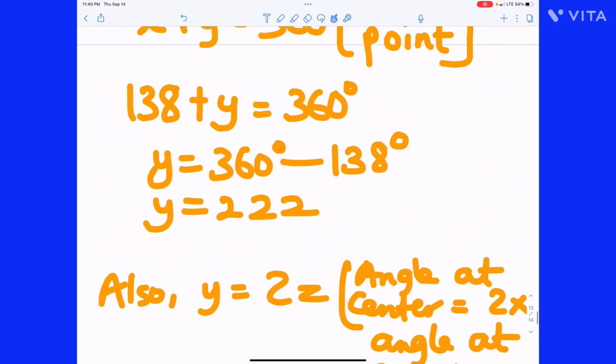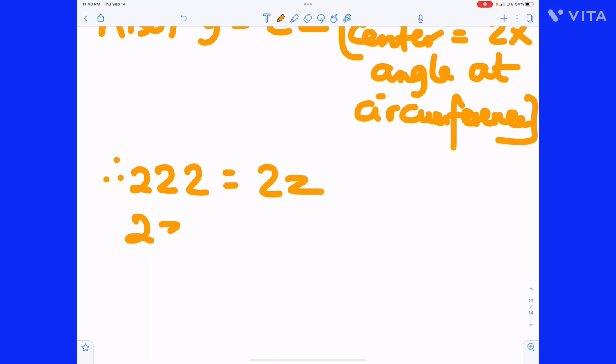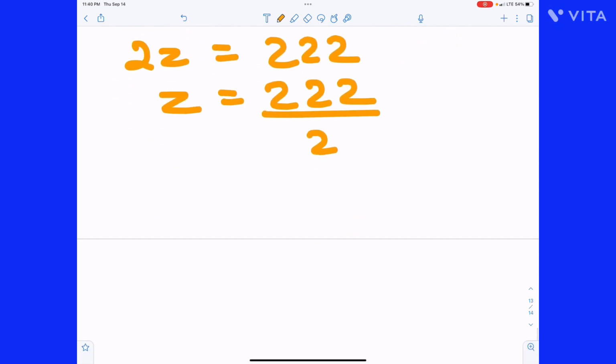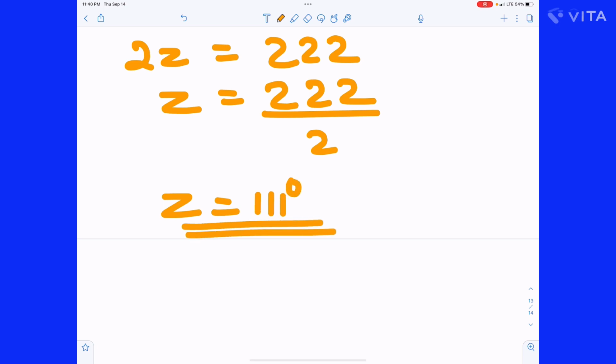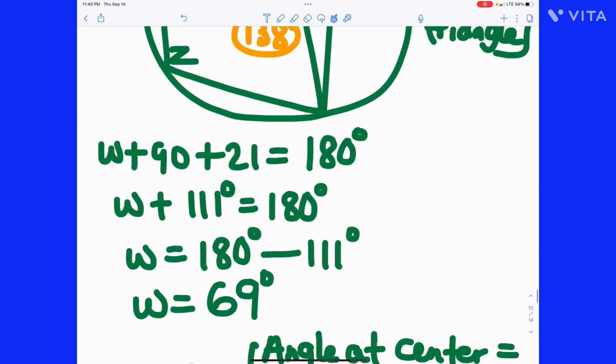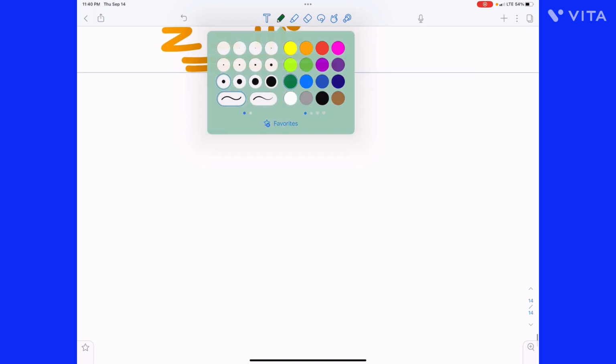So I've gotten Y already, 222. That means 222 is 2Z. 2Z is 222. Z is 222 over 2. Z is 111 degrees. Z is 111 degrees. Now, question B.